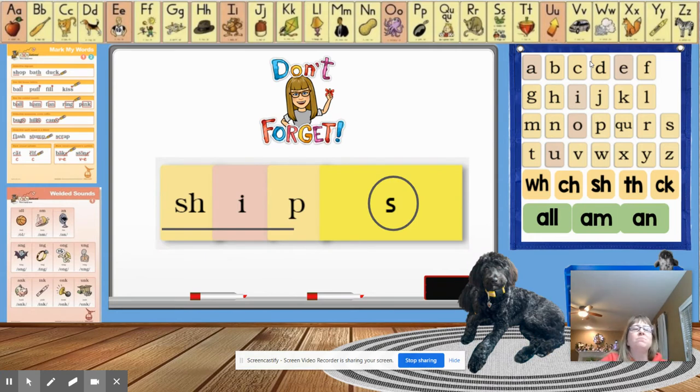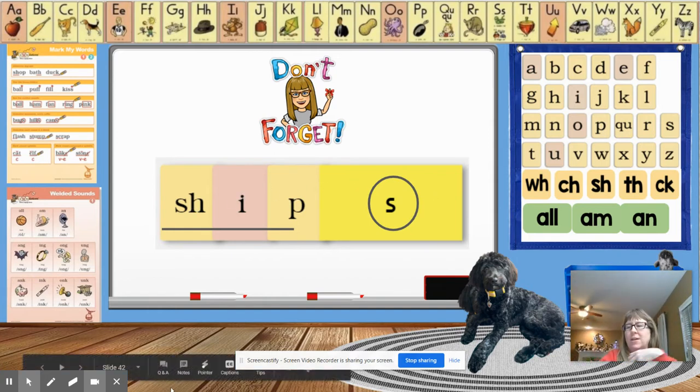Remember, don't forget, your teacher's going to call on someone to read this word. That's right. The word is ships. Everybody read it with me. Ship, ships. Good. Let's look at the next word.